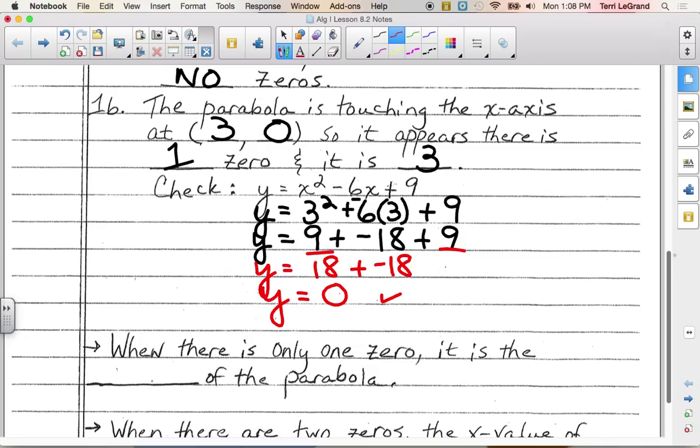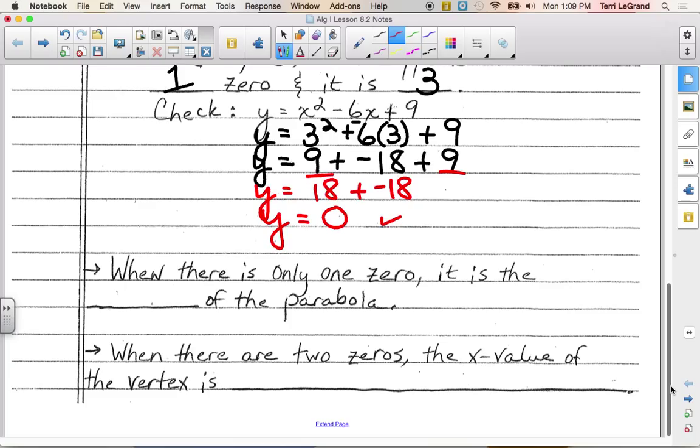Okay. If we had found 2 zeros, we would have 2 check problems here. We'd have to put each of them in and make sure we get 0 both times for y. Okay? So let's make an assumption here. When there is only one zero, it is the what? Vertex. It is the vertex of the parabola. Because the vertex is the only point that does not have another point that has the same y value, right? Isn't that what we said earlier in our little review? So when there's only one zero, it is the vertex of the parabola.